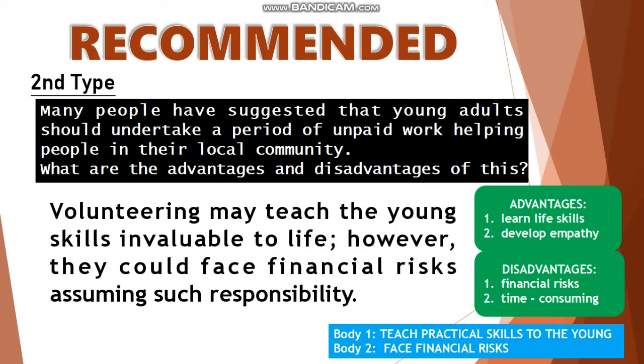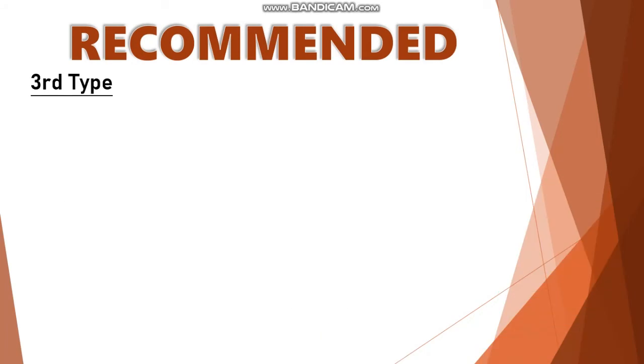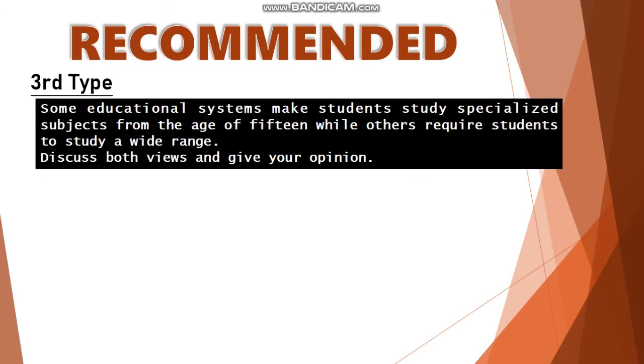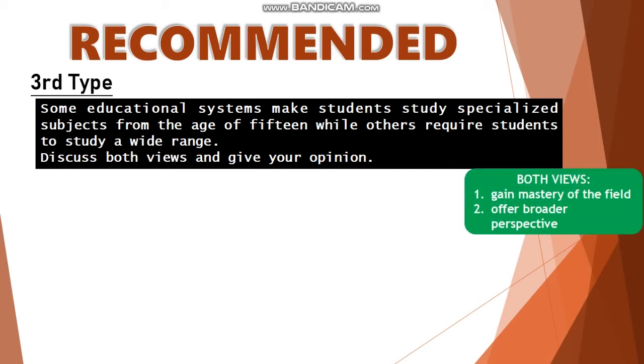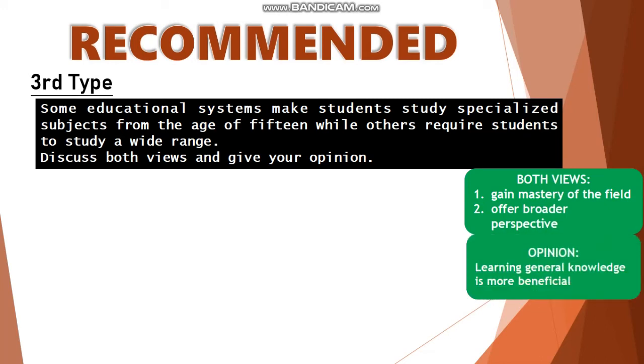For the last type, our question is, some educational systems make students study specialized subjects from the age of 15, while others require students to study a wide range. Discuss both views and give your opinion. So again, just like the other two, we are going to plan for it. So for both views, we have view 1, which is to gain mastery of the field, and view 2, offer broader perspective. And our opinion would go for the second, which is learning general knowledge is more beneficial.